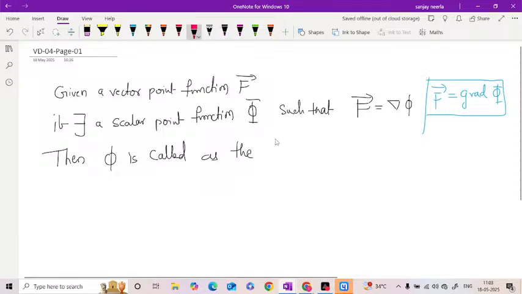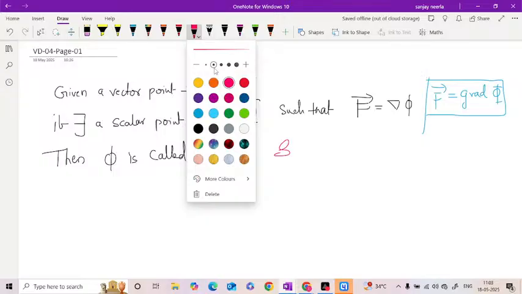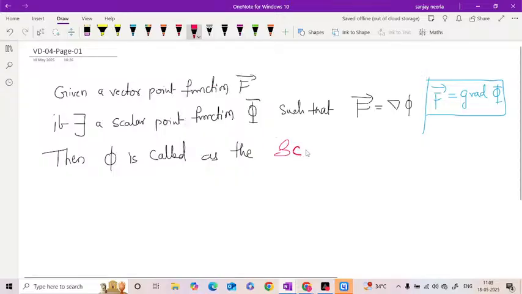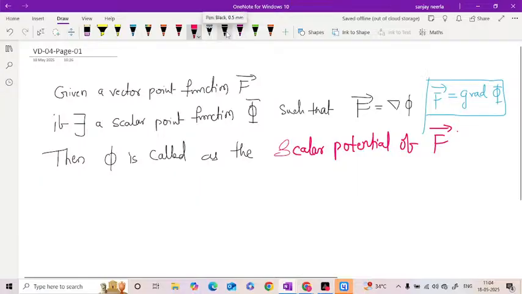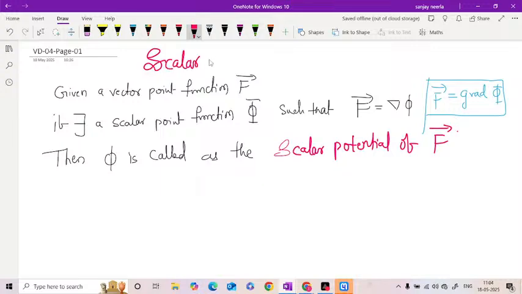So this we call a scalar potential of vector function f. Okay, so our next definition is scalar potential. Scalar potential means that if the gradient of pi is equal to some vector point function f, then this pi is called the scalar potential of f.